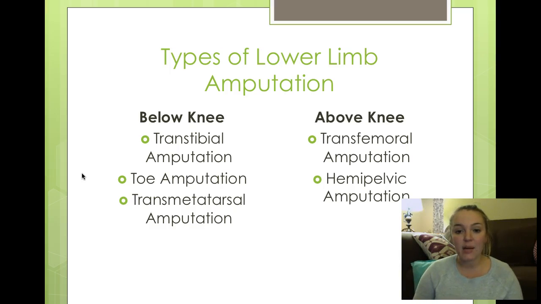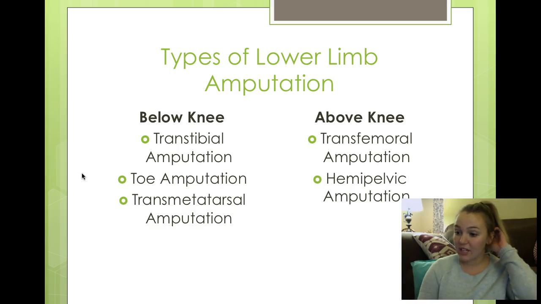For above knee amputations, you have transfemoral amputation and hemipelvic amputation. For transfemoral amputation, that one's through the thigh bone, and it can lead to significant loss of muscle control in the hamstrings and the quadriceps, making walking very difficult in the future. Then you also have hemipelvic amputation, which is through the hip joint and part of the pelvis is amputated. Walking is extremely difficult because there's no residual limb.